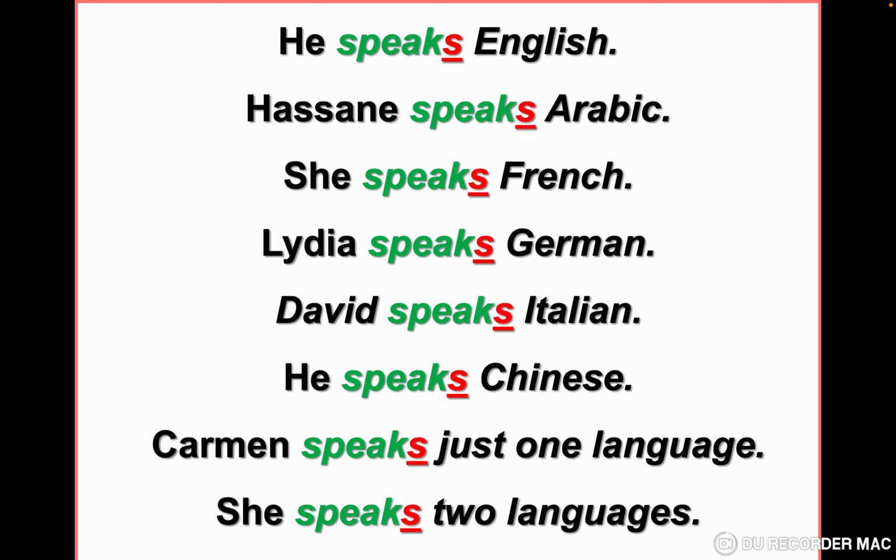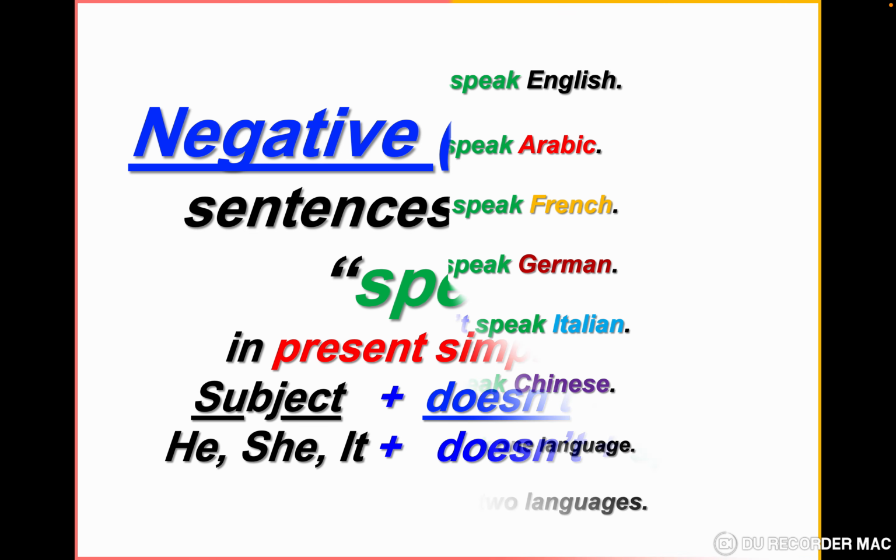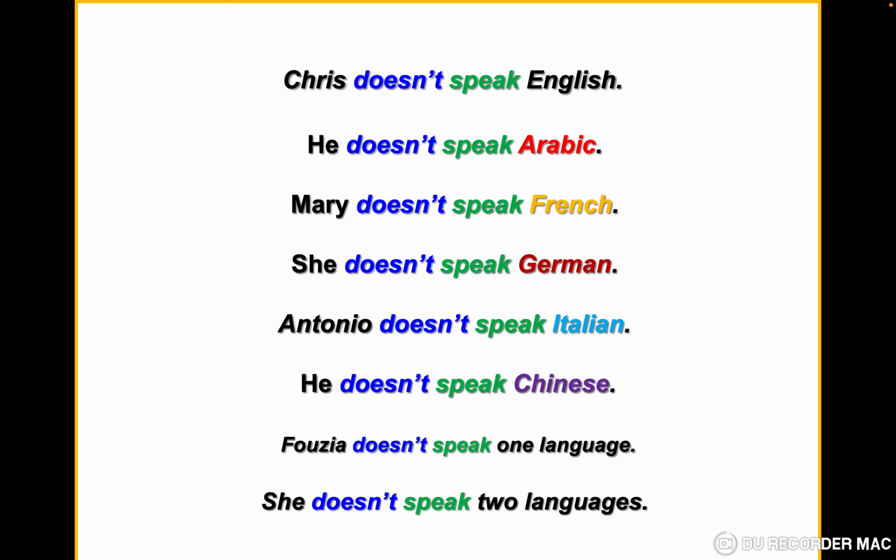To know it more, let's go to the next slide. The negative form. Chris. So this word we don't pronounce it "Chris". In some words, ch is pronounced k. So this word is Chris. Chris doesn't speak English.